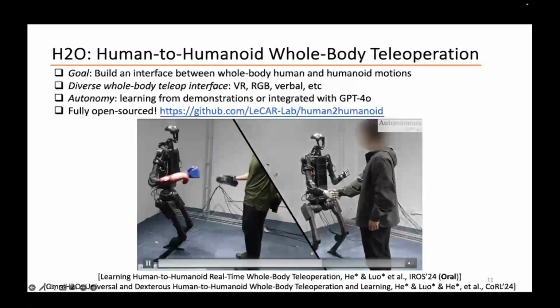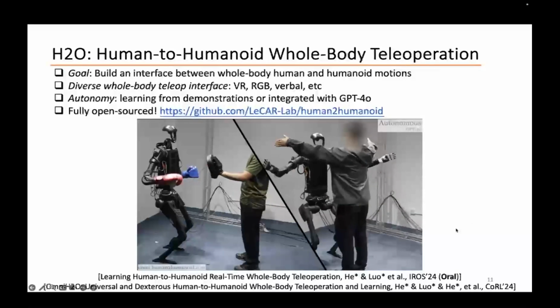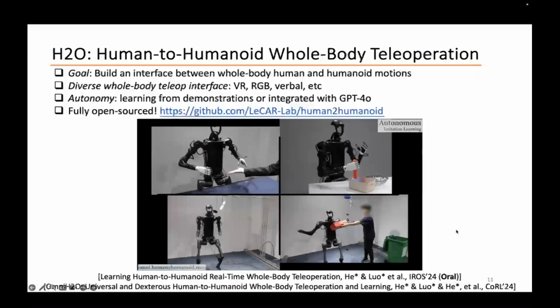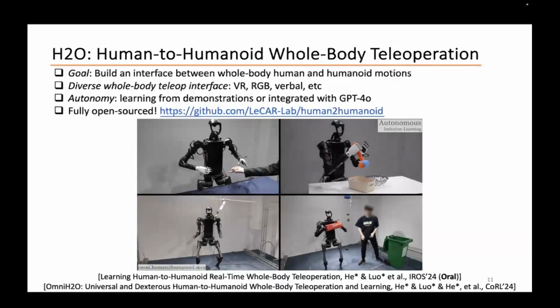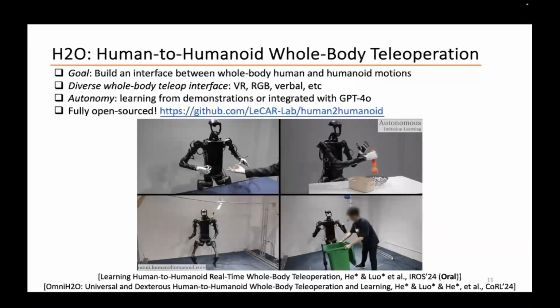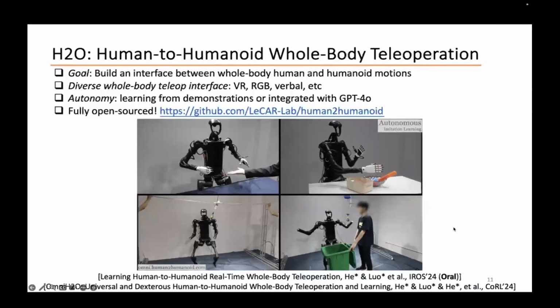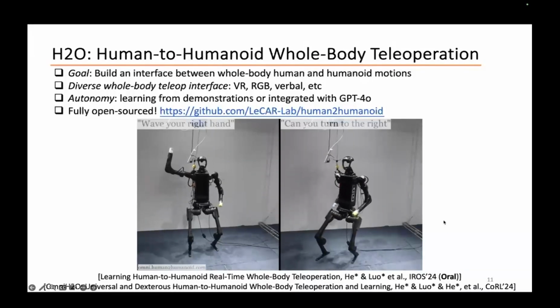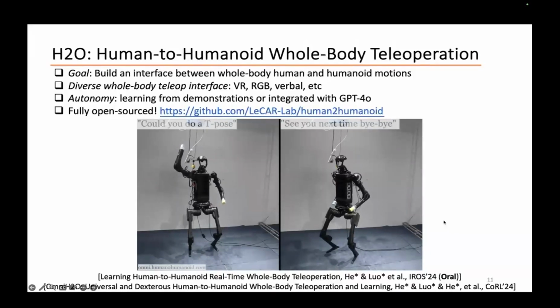And this part is autonomy, integrating with GPT-4o to do some humanoid interaction. And this is autonomous by integrating with diffusion policy, imitation learning. And finally, some verbal instructions. You can literally talk to the robot. Can you turn to the right? See you next time. Bye bye.